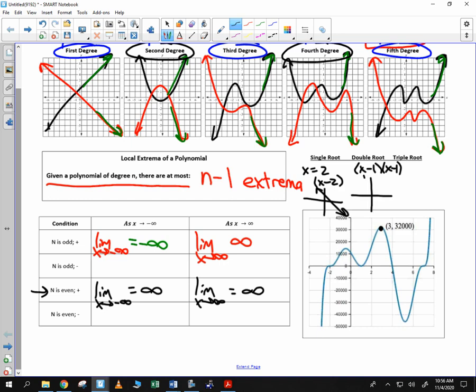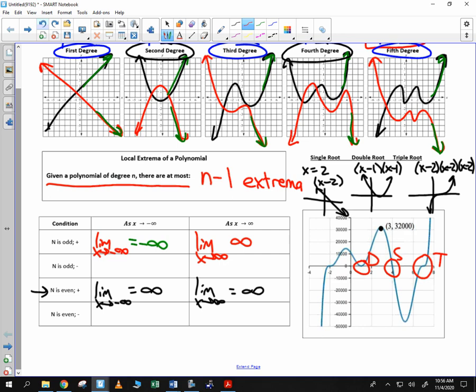What happens in that situation is it comes down and touches. A single root would look like this guy right here at 4. A double root would be what's happening at 1. A triple root, say x minus 2 times x minus 2 times x minus 2, in that situation for a polynomial, you'll end up with this type of behavior. It kind of looks like a cubic. This would be a triple root, this would be a single root, this would be a double root.